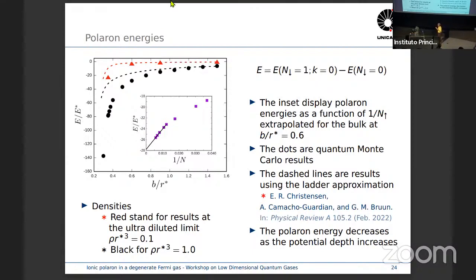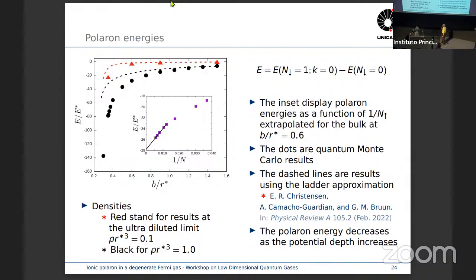Why is this happening? After the first resonance, we have a binding between the up spin and the down spin. They are bound, but this energy is very small. As we make the potential deeper, this binding grows, and the effect is to modify the many-body strong correlations that we have in the system.